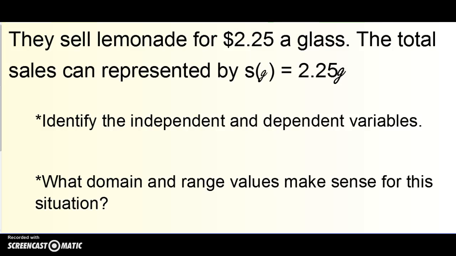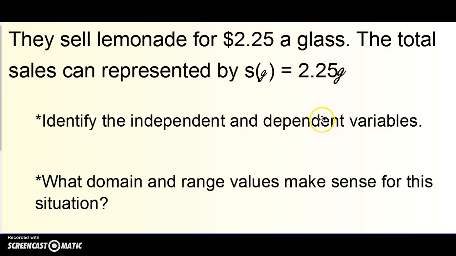All right, you sell lemonade for $2.25 a glass. That's a lot of money for lemonade. The total sale can be represented by the sale depends on how many glasses at $2.25 a glass. Tell what's the independent part and what's the dependent part. And we would say the independent part is the number of glasses we pick because we can pick that to be any number, 2 glasses, 5 glasses, or 10 glasses, or any other number.